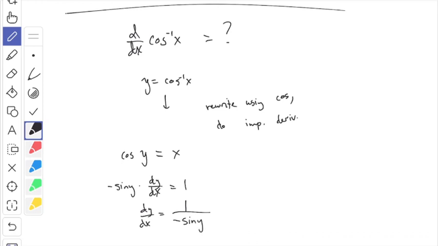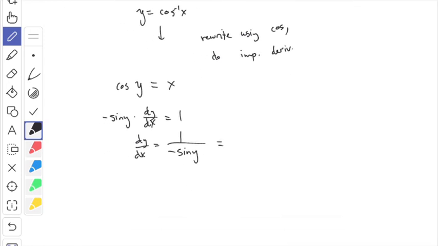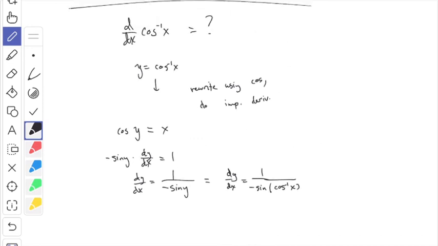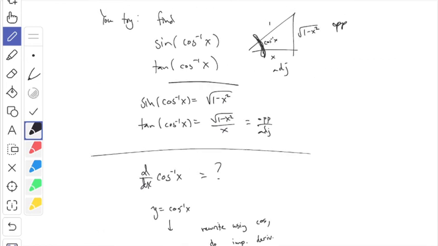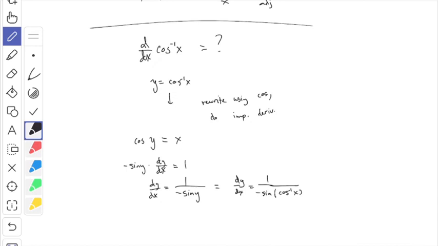When you rewrite things, y equals inverse cosine x is the same as cosine y equals x. You take the implicit derivative on both sides. You get minus sine y dy/dx equals 1 on the right, and then you divide by minus sine y. Then plug back in for y, because I want my answer in terms of x. dy/dx equals 1 over minus sine of inverse cosine x. And this sine of inverse cosine x is something we just figured out a few moments ago. If you look up here, it's this, so I can plug that in.